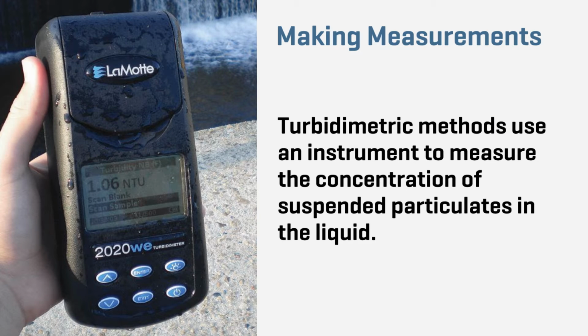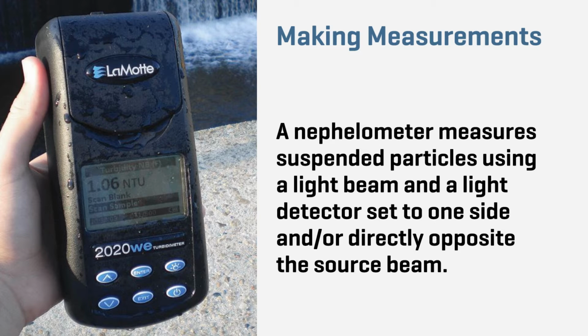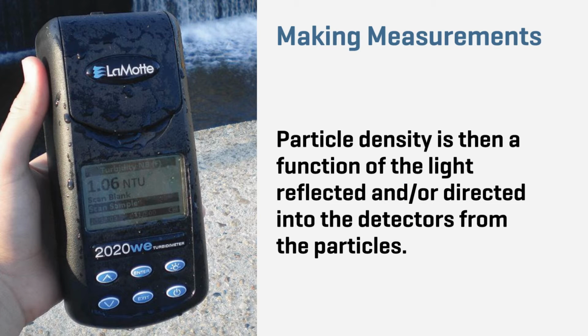Turbidimetric methods use an instrument to measure the concentration of suspended particulates in a liquid. A nephelometer measures suspended particles using a light beam and a light detector set to one side and/or directly opposite the source beam. Particle density is then a function of the light reflected and/or directed into the detectors from the particles.